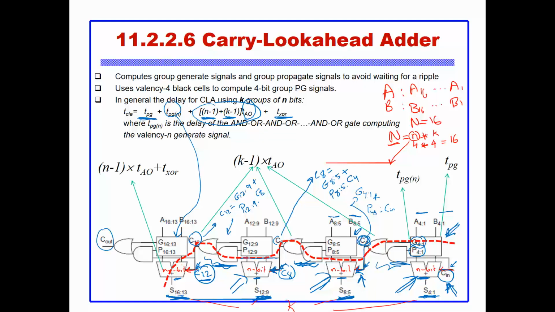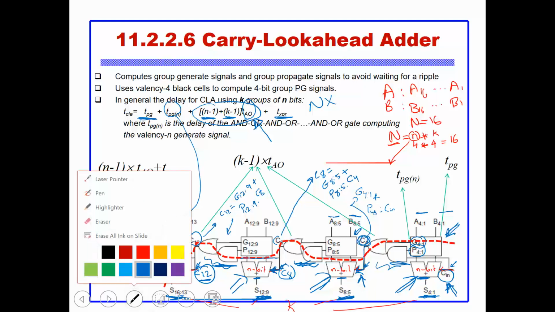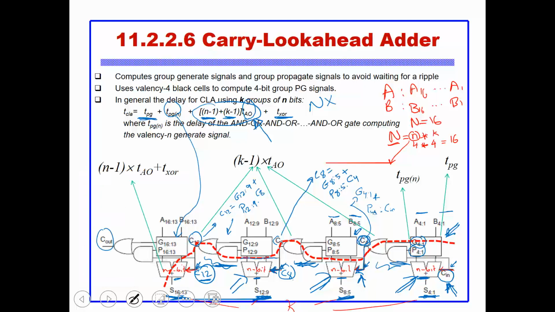Now, what do you notice about this expression right here? Well, what I notice about this expression is that the big N is not there. Okay, let's use a different color of pen. So the big N is not there. I don't see the big N in this expression. What do I see? I see the small n and the small k. The PG and XOR delays, we can consider them constants, if you will. Now the small n and the k are what?